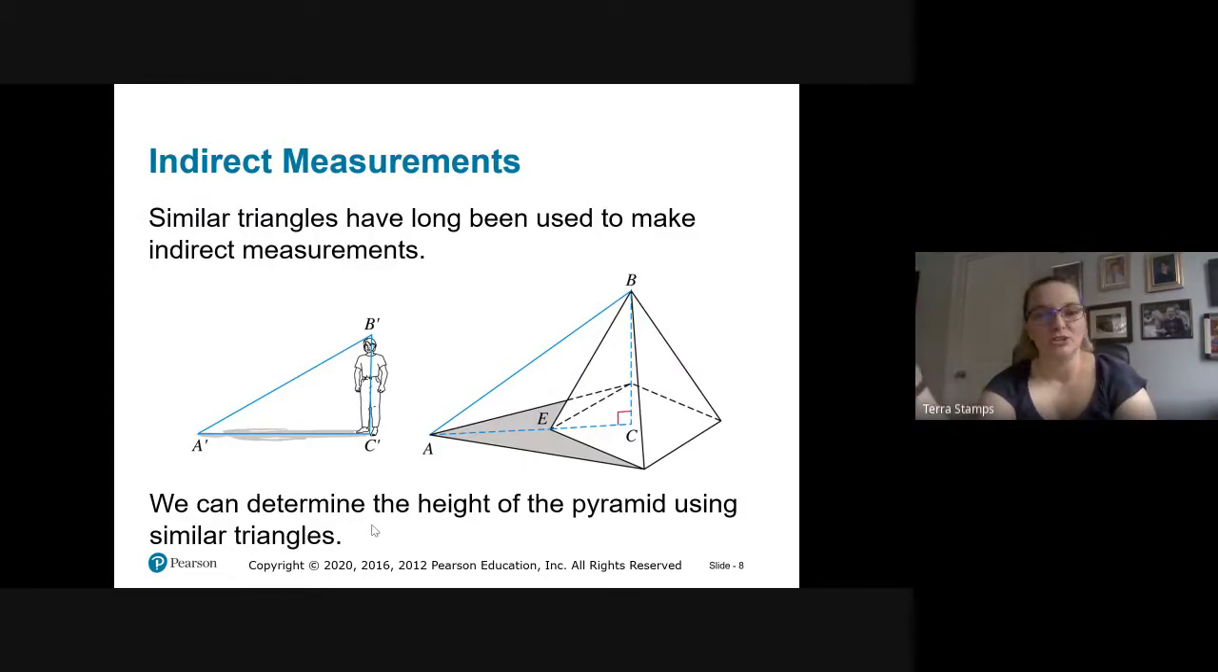So, indirect measures. Similar triangles have long been used to make indirect measurements. We can determine the height of certain objects by using similar triangles. A lot of times you'll see the infamous example of a shadow at a certain time of day, your height versus your shadow, and how you can then use something else's shadow to find its height.